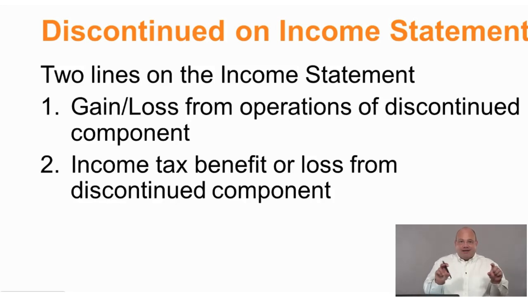And so we have the loss on the operations of the discontinued component, and then we have an income tax benefit. So there's an upside to losing money on that discontinued operation. It reduces your income taxes. But there are two lines shown on the income statement. The first line is the operations of the discontinued component, and the second line is the tax effect of that income or loss from that discontinued operation. So discontinued operations are reported separately. It's their own little section on the income statement.